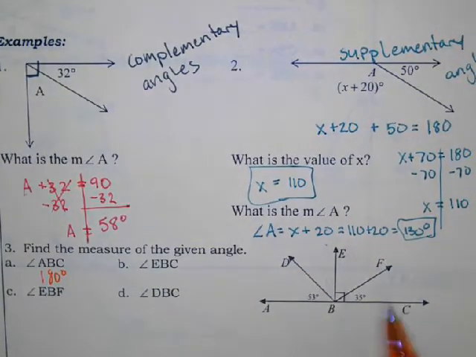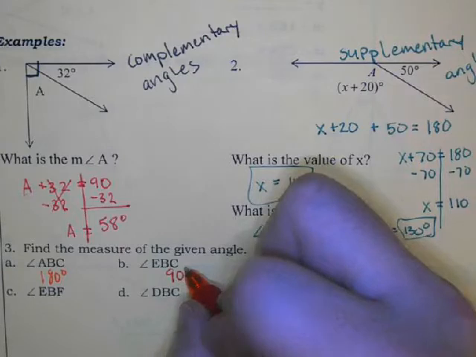Okay, angle B is EBC. Well, whenever we see that box in the middle, we know what that's going to equal. That's going to equal 90 degrees.